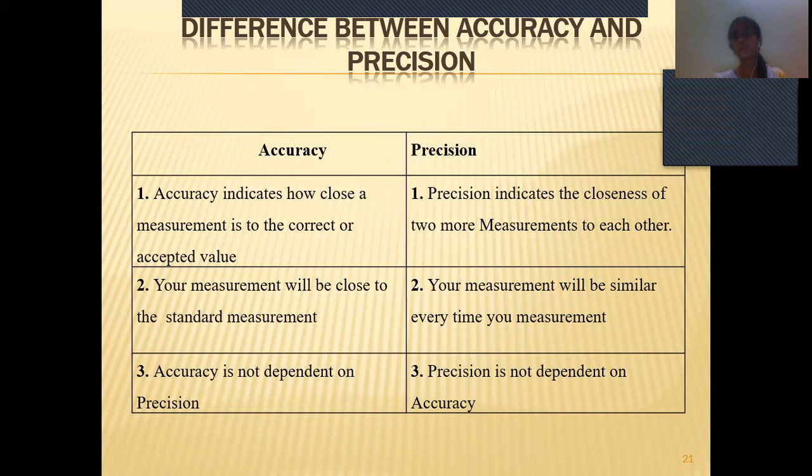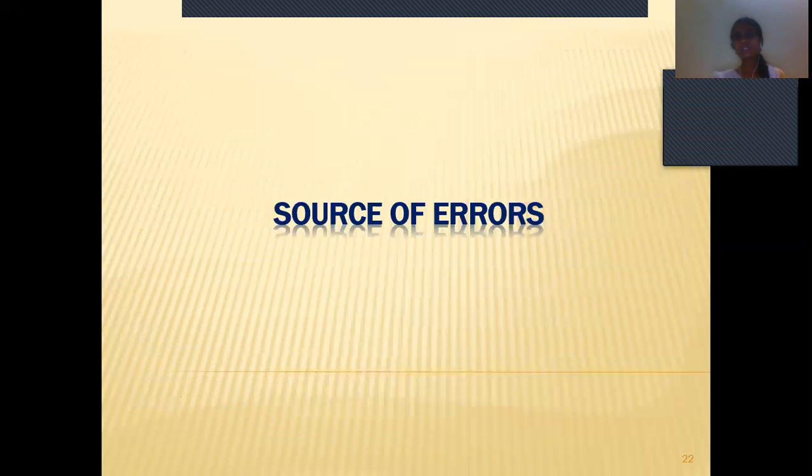But precision means how many times we perform the experiment, that many times the value should be the same. The measurement will be close to the standard value, and the measurement will be similar every time. Accuracy does not depend upon precision. Precision does not depend upon this.